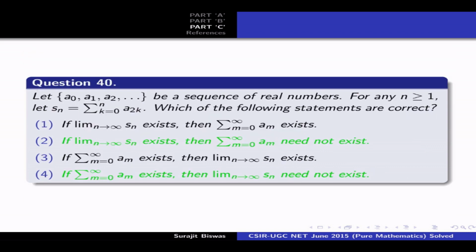Question number 40 says, let a_0, a_1, a_2, and so on be a sequence of real numbers. For any n bigger than or equal to 1, let S_n equal the sum k equal to 0 to n of a_k. Which of the following statements are correct? So the first one is, if limit n tends to infinity S_n exists, then the sum m equal to 0 to infinity a_m exists. So this won't be correct, and we provide a counter example.